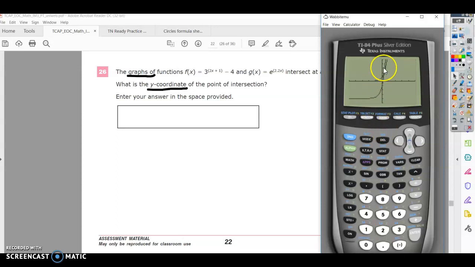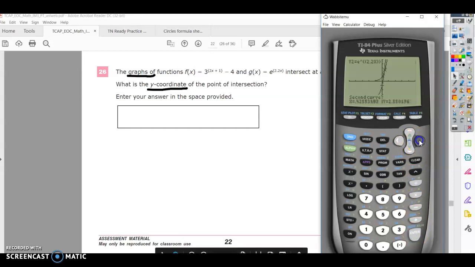Alright, so it's still kind of hard to see, but it looks like that intersection point is definitely right in here somewhere. Okay, so we're going to do second calculate, or second trace, which is calculate, and we want to find the intersection point. So we're going to click on number 5. Now it's going to do first curve and second curve. So the little cursor is here. We need it to be on the left side and the right side of the intersection. So we know it's on the left side, so go ahead and click enter.